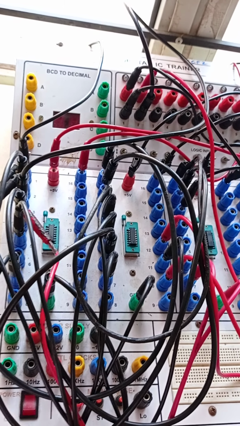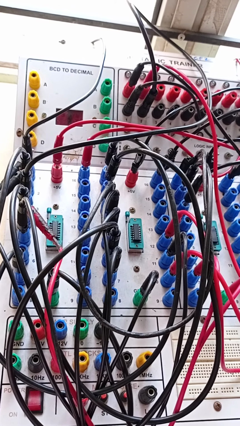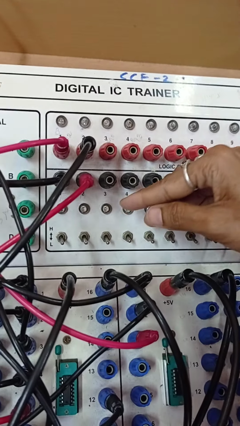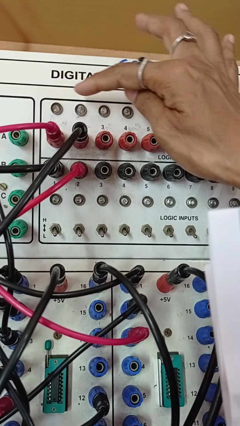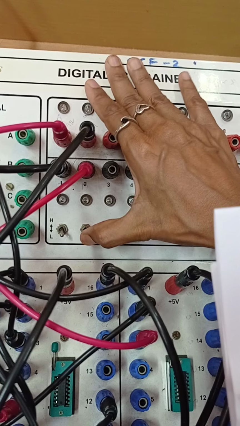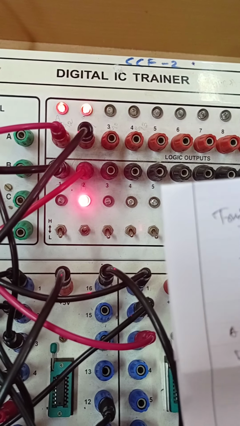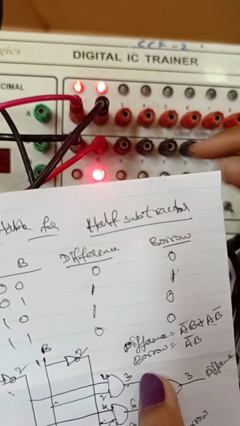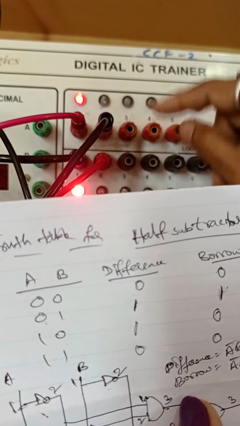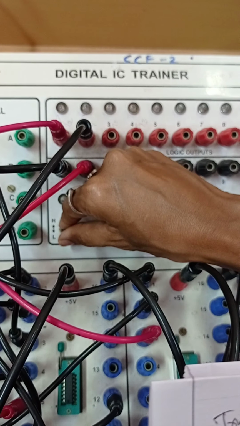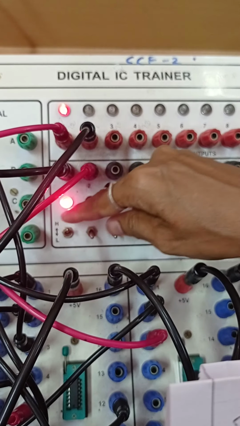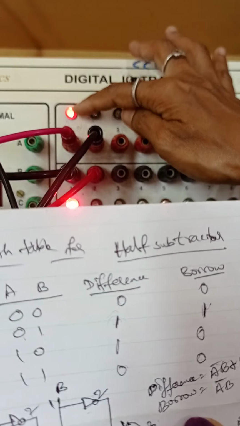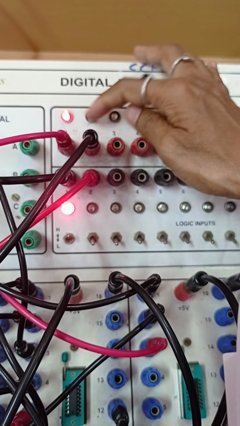Now switch on the circuit and check the truth table. Now we'll give the truth table: for 0 0, difference 0, borrow 0. For 0 1, difference is 1 and borrow is 1. Okay, next for 1 0, difference 1. For A1, B0, now the difference is 1 and borrow is 0.